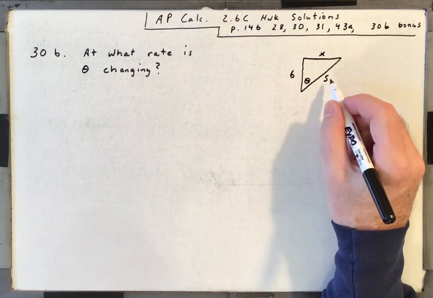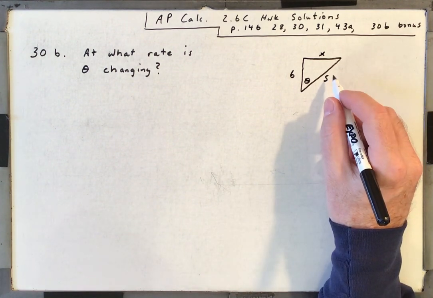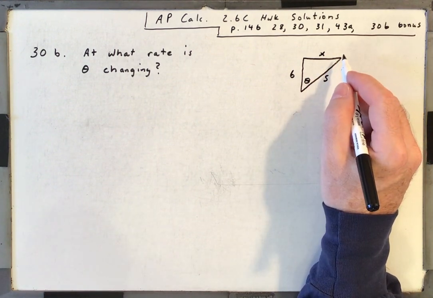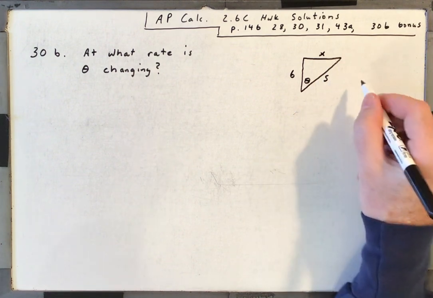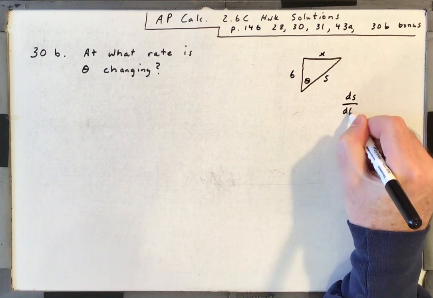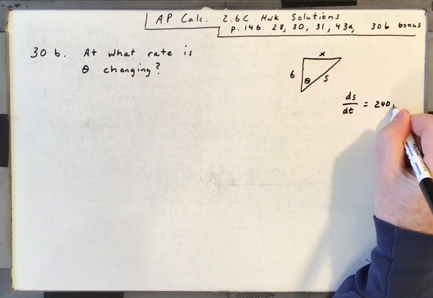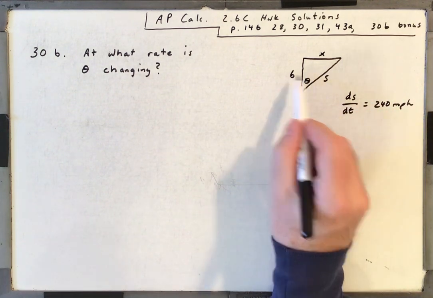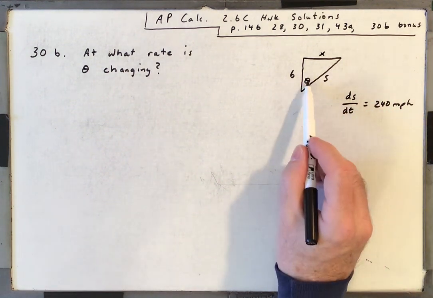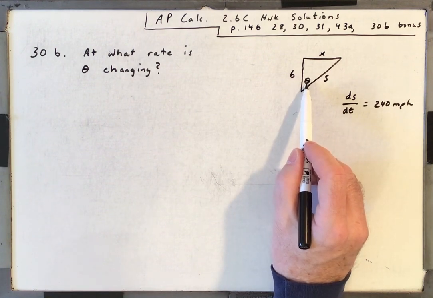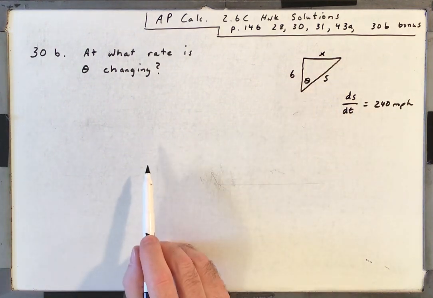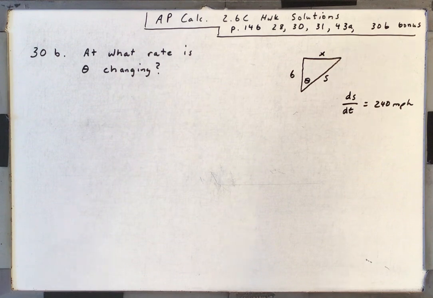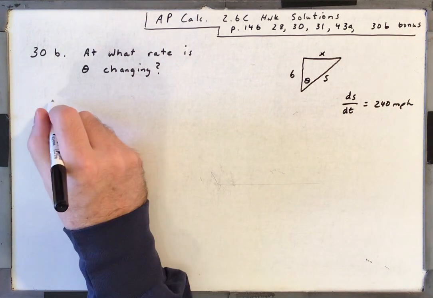Okay, and so we're going to do everything the same. S is 10. All right, the plane, this is changing at, so we know that ds dt is 240 miles an hour. That doesn't change. We know that s is 10. This is 6. I just want to find what rate theta is changing. So go ahead and pause the video and try to do this, and then come back and we'll show you the solution. Okay, here's the solution to this. Just give you a little more practice.